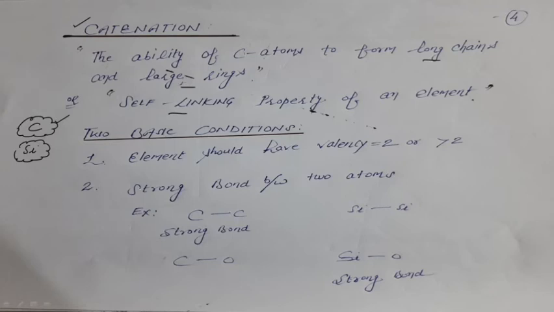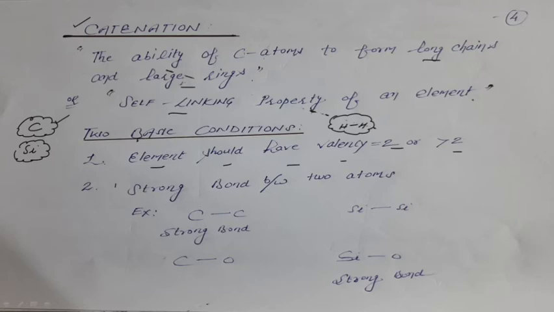Two basic conditions of catenation. The first basic condition is that the element should have valency equal to 2 or greater than 2. Why am I telling you this condition? Because if you take the case of hydrogen, why does hydrogen not show the catenation property? Because hydrogen has only one valence electron. Valence electrons should be 2 or more than 2, like carbon has 4 valence electrons, which can show high catenation property.